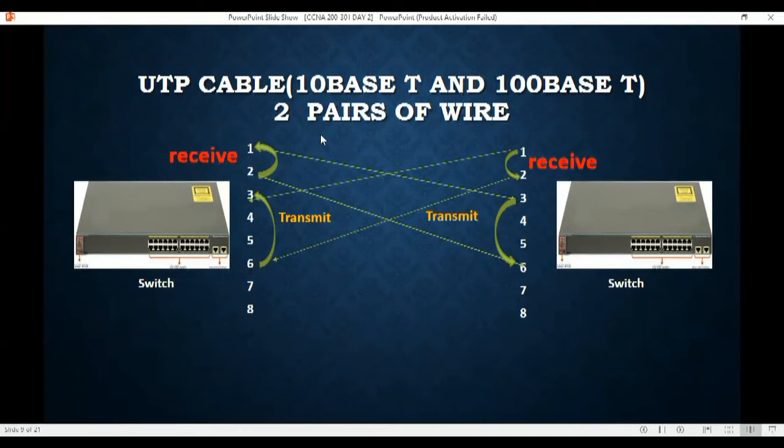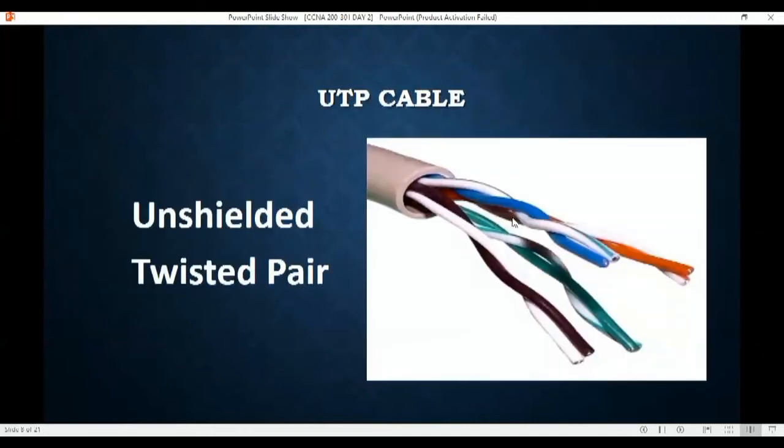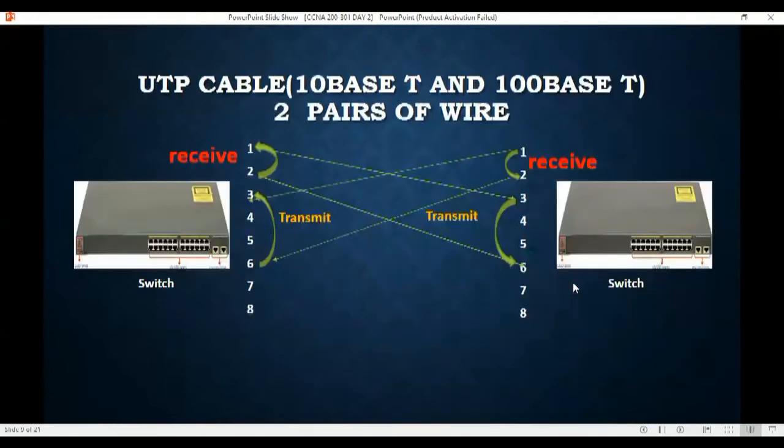2 pairs of wire. Out of the 8 wires that are here, they only make use of 2. This wire, we call it pins inside the connectors. So they only make use of 2 pairs of pins in this 8 pin connector that is here. So that's why you see, if you come here, you have 2 pairs of pins.